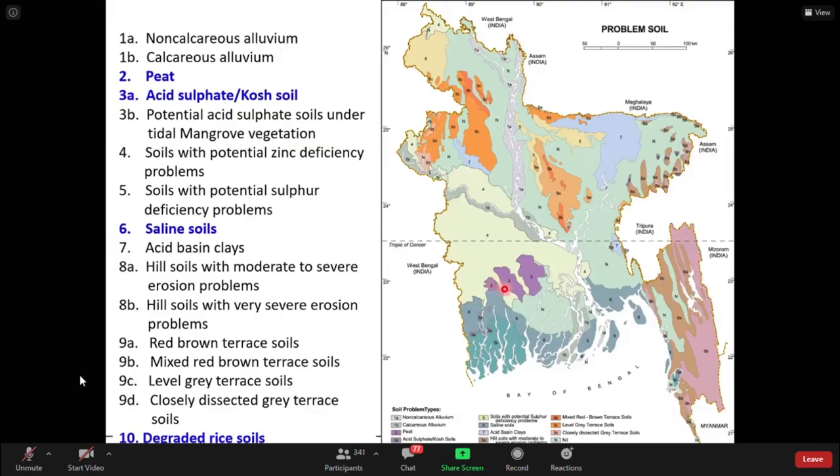And we have acid sulfate soil. These are acidic soils, very strongly acidic soils. The acid is so strong, the pH goes down to 3.5. So these are very strongly acidic soils. We call them acid sulfate soil or coarse soil. These acid sulfate soils are located in the Sundarbans, and some are in Chakoria, Cox's Bazar. So these are acid sulfate soils.